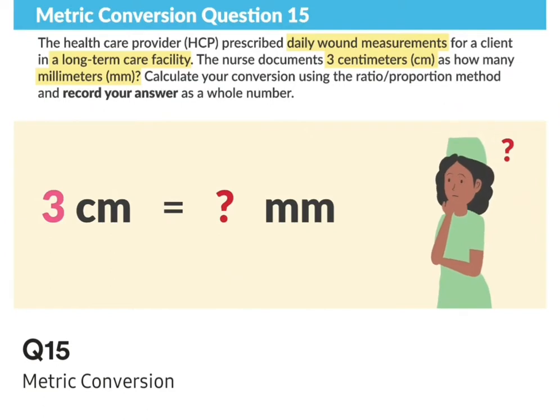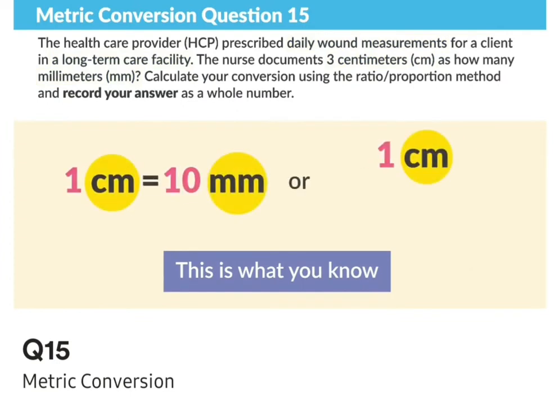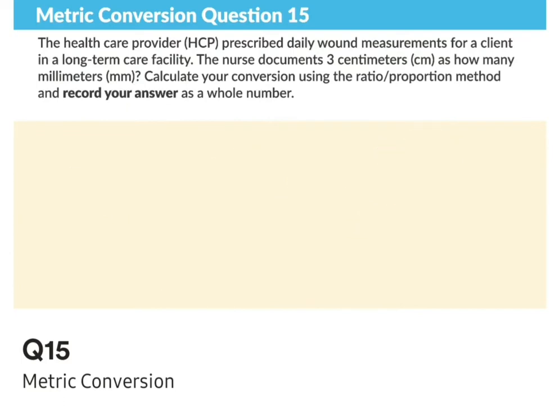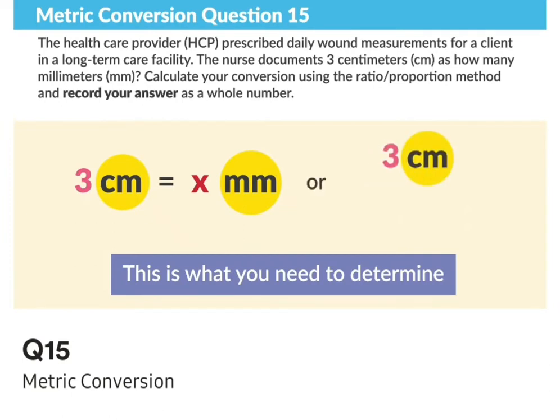So starting with the basics, what do you know? You know that 1 centimeter equals 10 millimeters. So put 1 centimeter on top and 10 millimeters on the bottom. Next, think what you're trying to calculate for. Well, we're trying to calculate for X millimeters. So 3 equals X millimeters, or basically 3 centimeters over X millimeters.